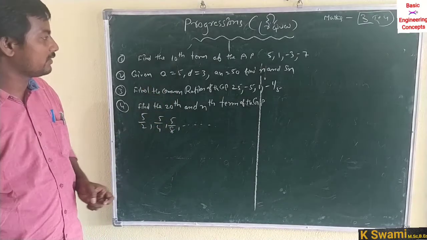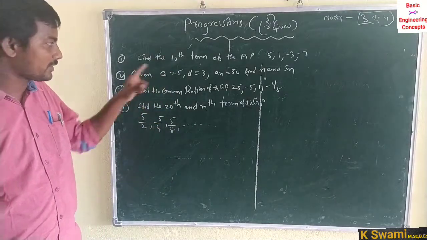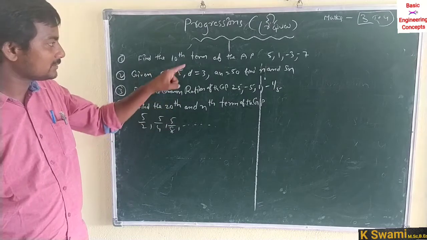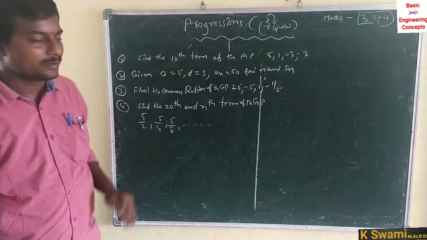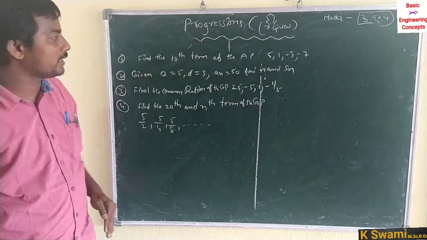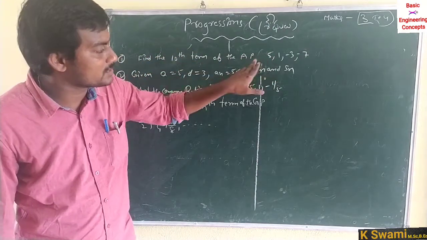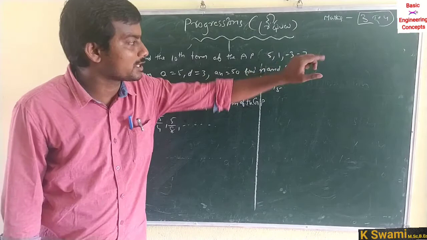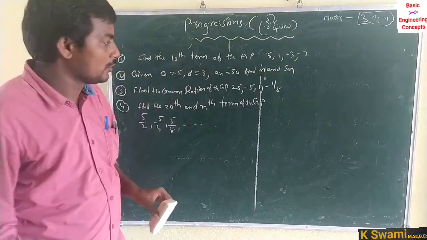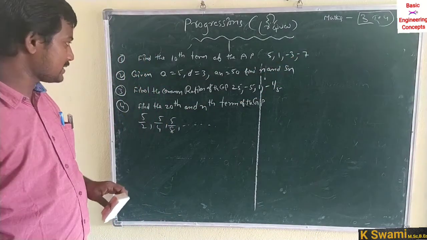The examples of AP and GP. The first example: find the 10th term of the AP. అంక శ్రేణిలోని 10వ పదాన్ని కనుక్కోండి అని చెప్పి ఒక సిరీస్ ఇచ్చాడు. 5, 1, -3, -7. So already discussed.